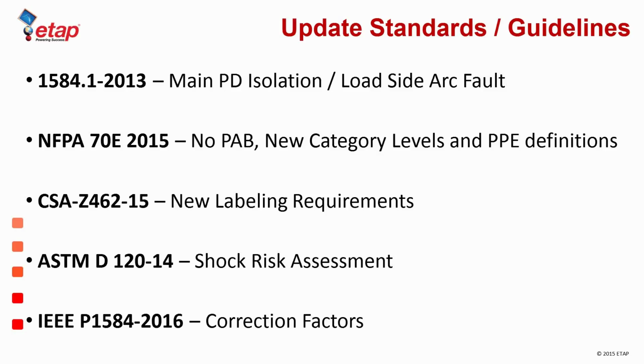The NFPA 70E 2015, the new category is basically the new layout for the Arc Flash labels has been updated as per the NFPA 70E 2015. Also, new labeling requirements for Canadian Z462 guidelines that is built into the Arc Flash labels. Shock risk assessment, and also we'll talk about the new correction factors.